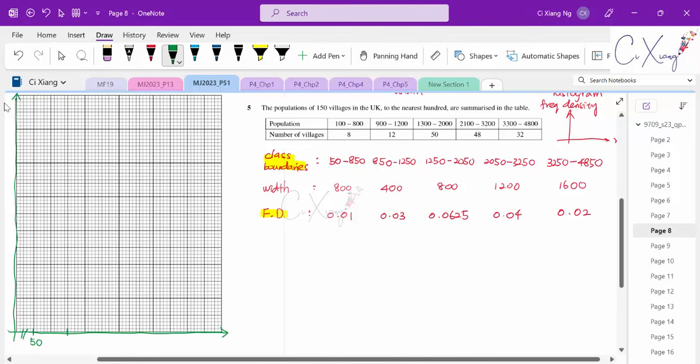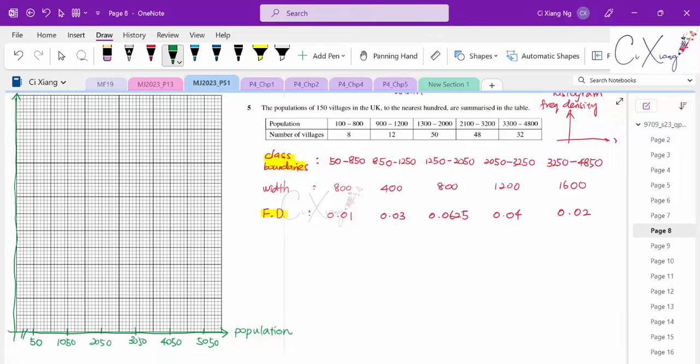And then for every 2 cm, I will make it 1000 units. So this one is 1050. This one is 2050. Then 3050, 4050, and also 5050. So I think the x-axis here can fit in everything, right? So I will write population at my x-axis here. Okay, then after that, for my y-axis, the lowest value is 0.01 and the highest value is 0.0625.